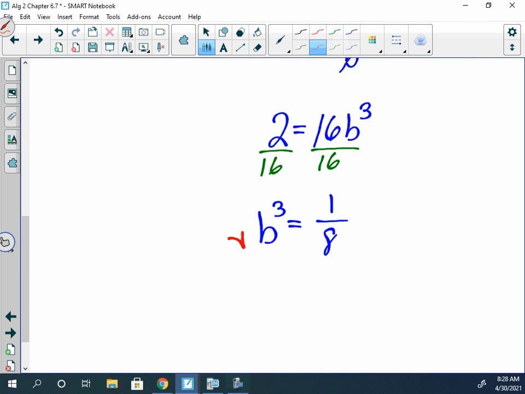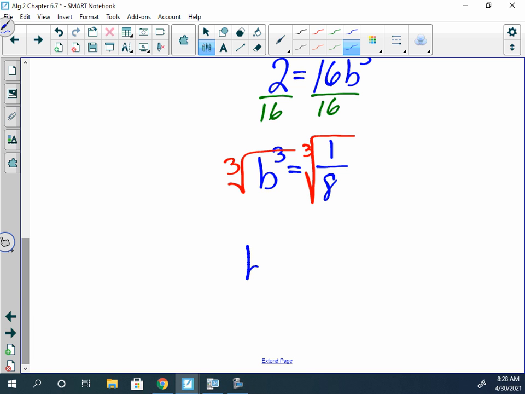Then we would want to take the cube root of both sides. The cube root of b to the third is just going to be b. Now, when we talked about radicals, because it's been a few weeks, when we have a fraction inside the radical, we can break it up and take the cube root of 1 and the cube root of 8. Well, what is the cube root of 1? 1. Really, the nth root of 1, no matter what root we're taking, is always going to be 1. Now, we also need to take the cube root of 8.